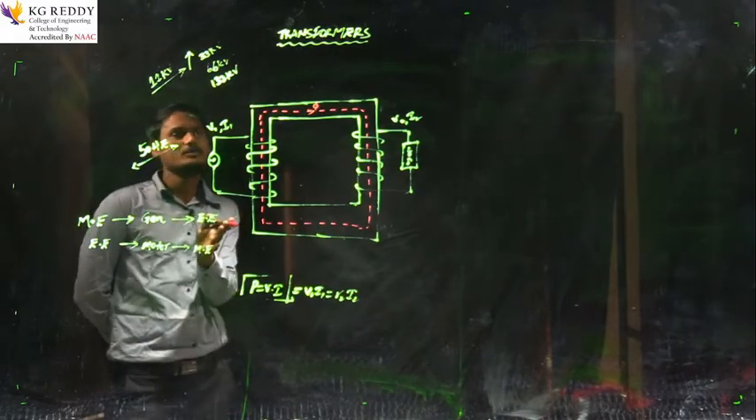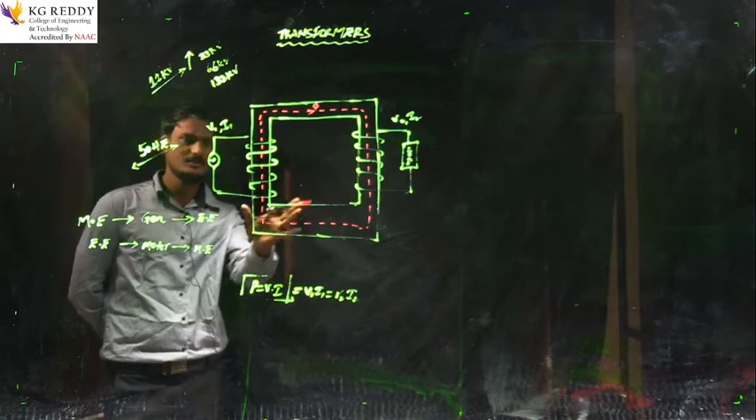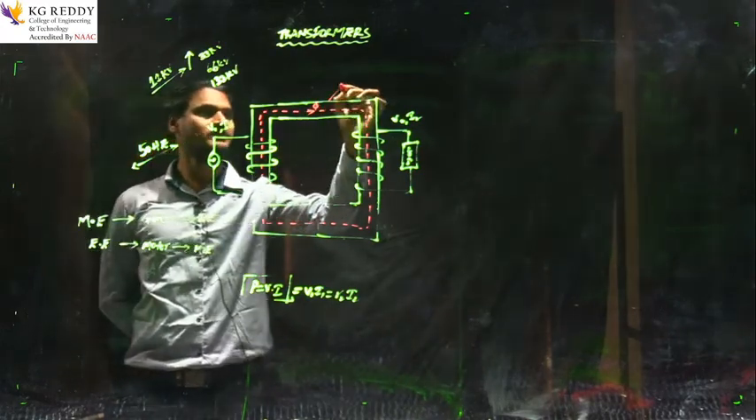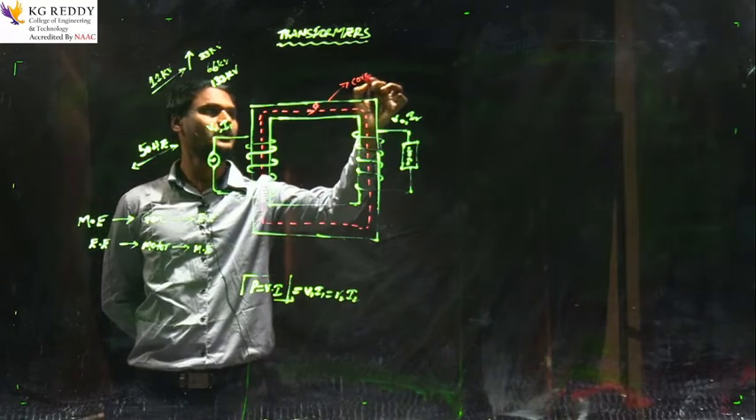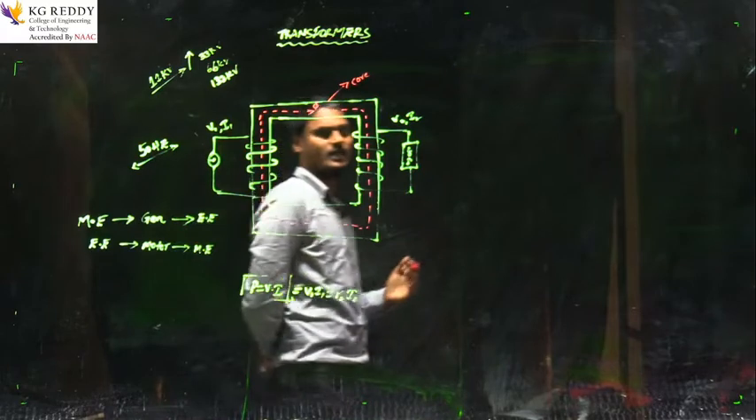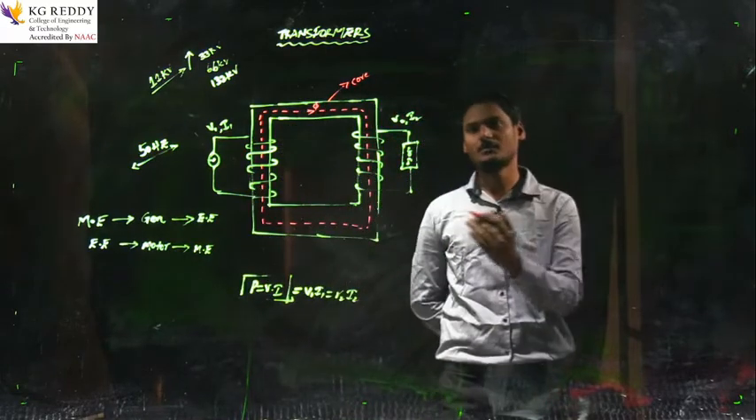The power cannot be transferred directly. There should be some medium, right? And that medium is a magnetic core. So this is a core, magnetic core. With the help of this magnetic medium only, the power is going to be transferred from low level to high level and vice versa.